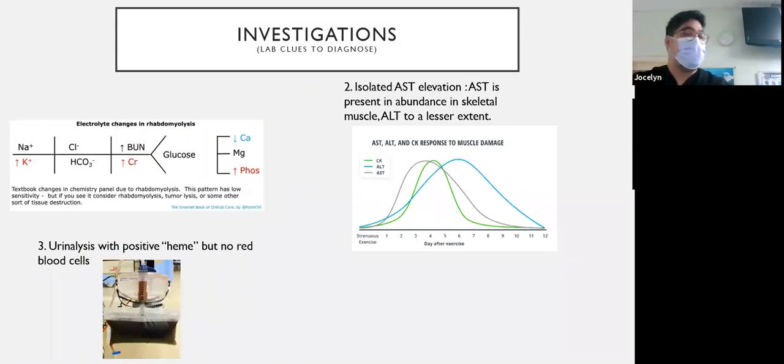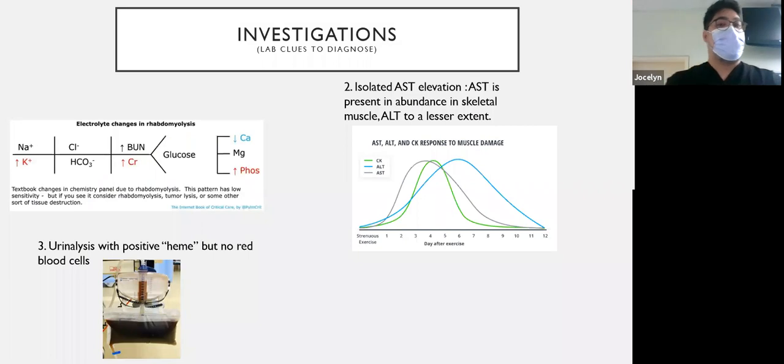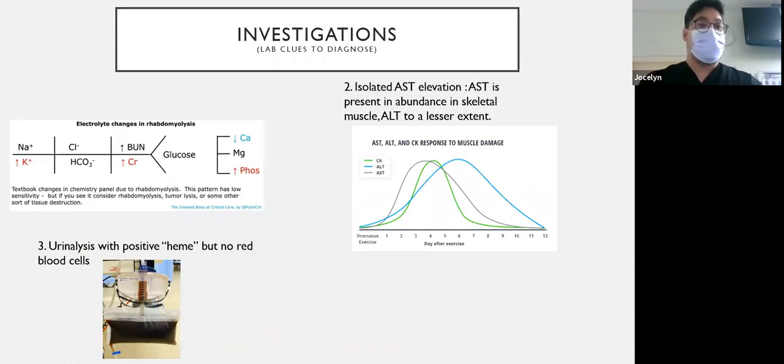There are a few investigations to diagnose traumatic rhabdomyolysis. Just like I mentioned before, there will be electrolyte changes in rhabdomyolysis, such as hypocalcemia and hyperkalemia, because potassium is already out into the circulation, and also increased phosphate and myoglobin. You can take the RP and electrolytes for this patient.